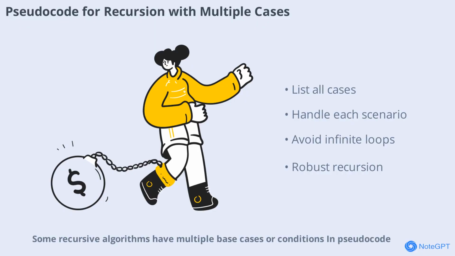Some recursive algorithms have multiple base cases or conditions. In pseudocode, clearly list each case and the corresponding action. This ensures your algorithm handles all scenarios and avoids infinite loops or errors.